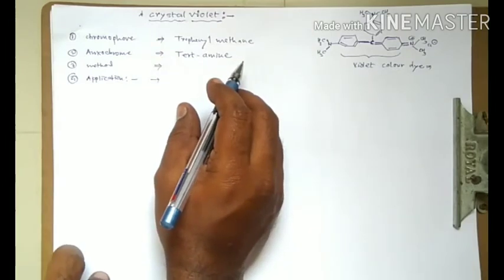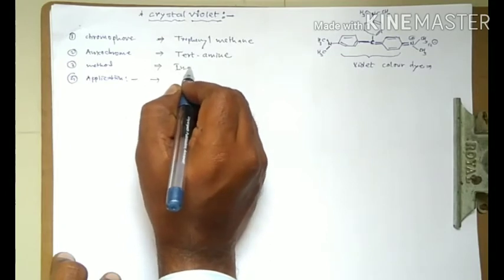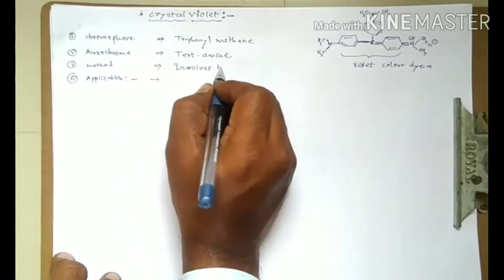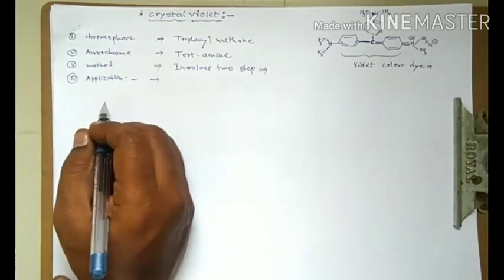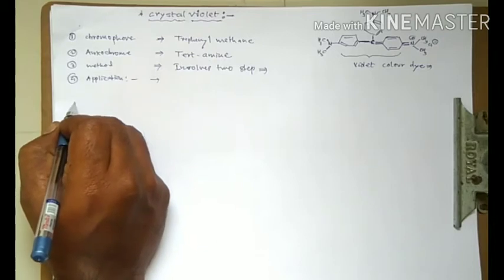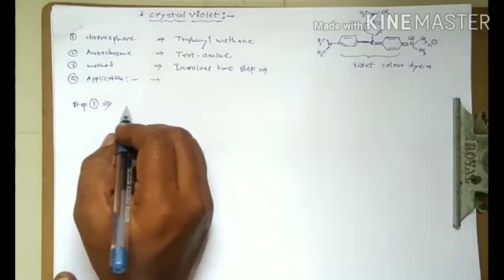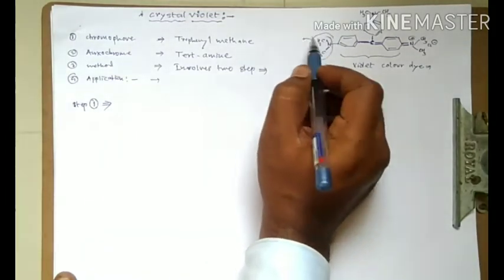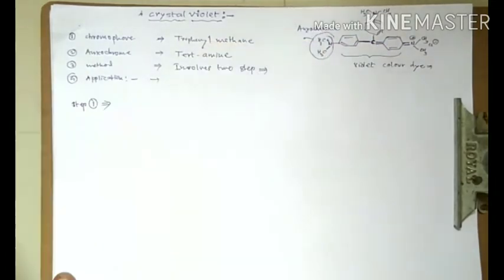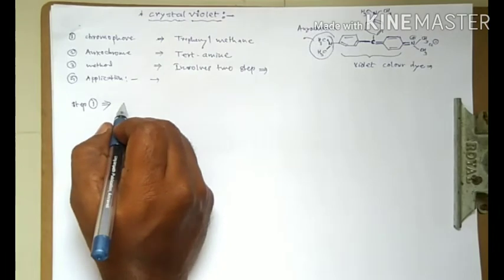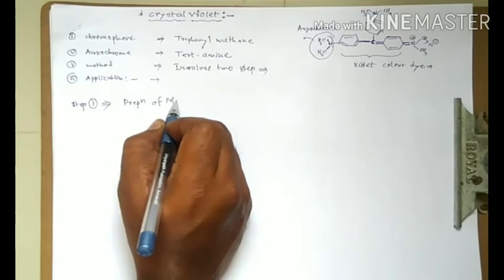The method of synthesis of crystal violet involves two steps. Now we would like to begin the synthesis. The step 1 is preparation of Michler's ketone. You can write here it is oxochrome. Okay. Now the step 1 is preparation of Michler's ketone.